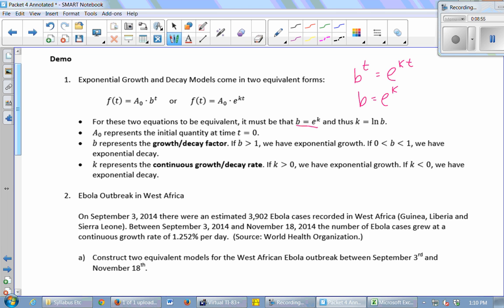So b we call a growth or decay factor. When b is bigger than 1, you have growth. Between 0 and 1, you have decay. k, the exponent when you use the other form, is called the continuous growth or decay rate. That word continuous has a really special meaning. If you see that in a problem, you have to use the formula with the e in it or convert it to a b. When k is positive, growth; k negative, decay.